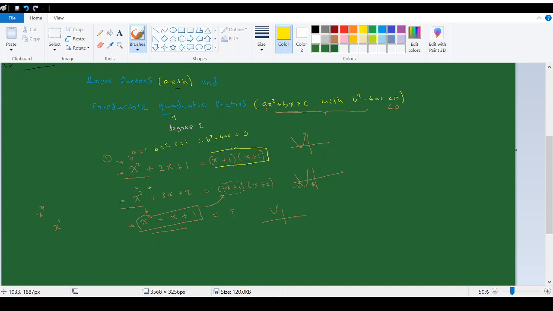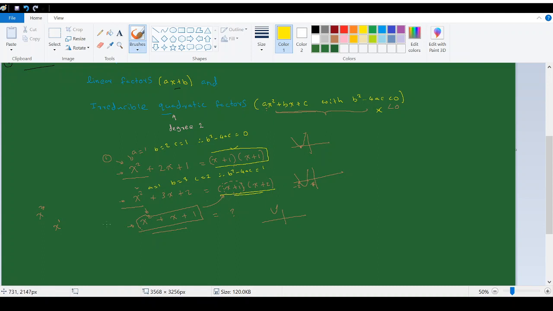And in this case, the value of a is equal to 1, b is equal to 3, and c is equal to 2. Therefore b squared minus 4ac will be equal to 1. So that means this is also not negative, so the condition does not hold true. That means we can do the linear factorization, and we have already found the linear factors as well.